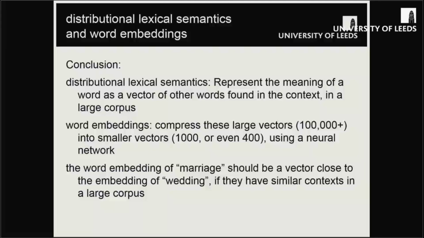And you have to capture this in a very large corpus, which is why Leeds, a long time ago, led the way in capturing multi-million word corpora of all these languages for translational studies, but they're now widely used for capturing lexical semantics. And a word embedding is a neural network way of compressing very large vectors of 100,000 or so into much smaller vectors of 1,000 or even 400, using neural network magic. And nobody knows how it works, but it works. If you're a mathematician, you might understand how it works, but we don't care how it works as long as it works. And that means the word embedding of marriage should be a vector close to the word embedding of wedding if they have similar context in a large corpus.